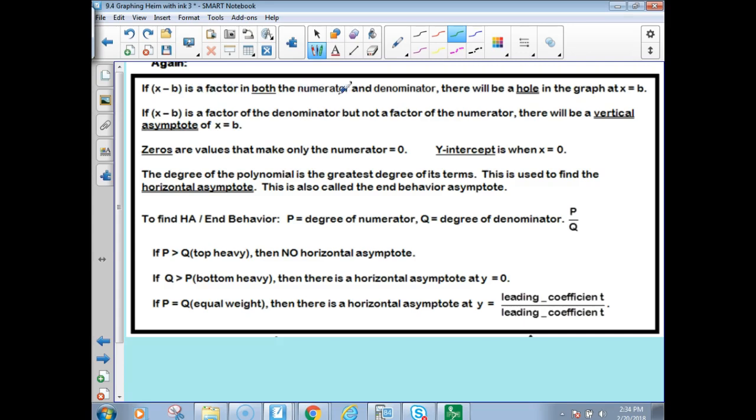If x minus b is a factor of both the numerator and denominator, then there's going to be a hole in the graph at the x value of b. Plug in the b value into your reduced equation to see exactly where it is.